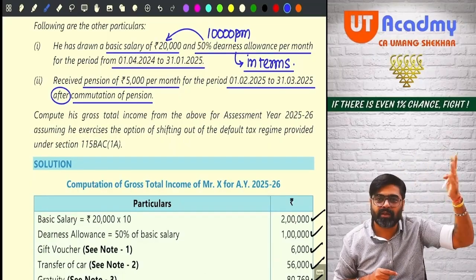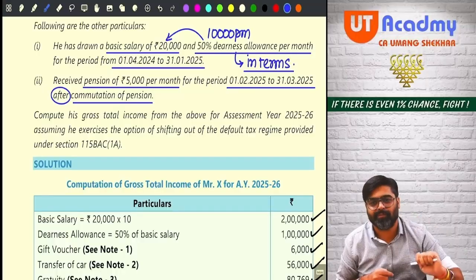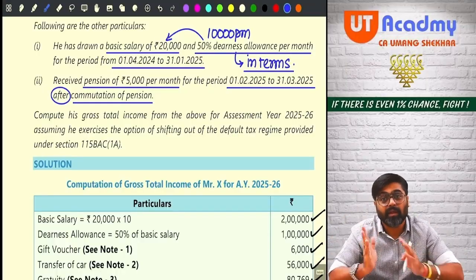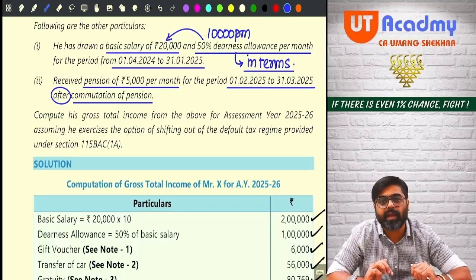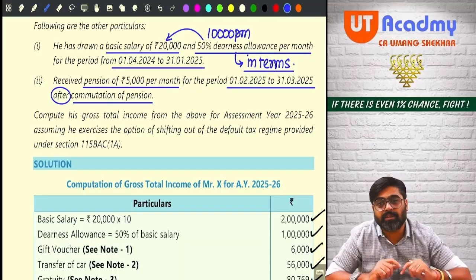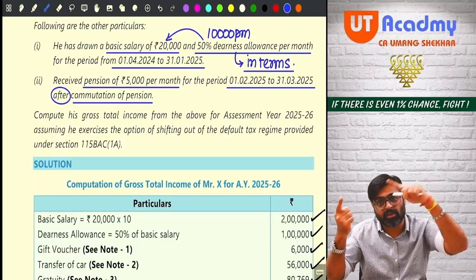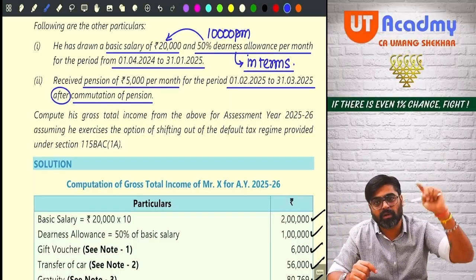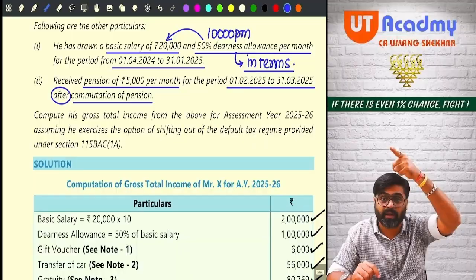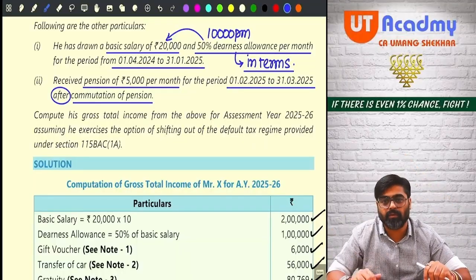15,000 into 1/3, you will get 5,000 only. That 5,000 you are receiving after commutation. Okay. Meaning that your monthly pension was how much? It was 15,000. Entire monthly pension you commuted, or only 2/3 commuted? Only 2/3 commuted, and you got that lump sum of 3 lakh rupees.